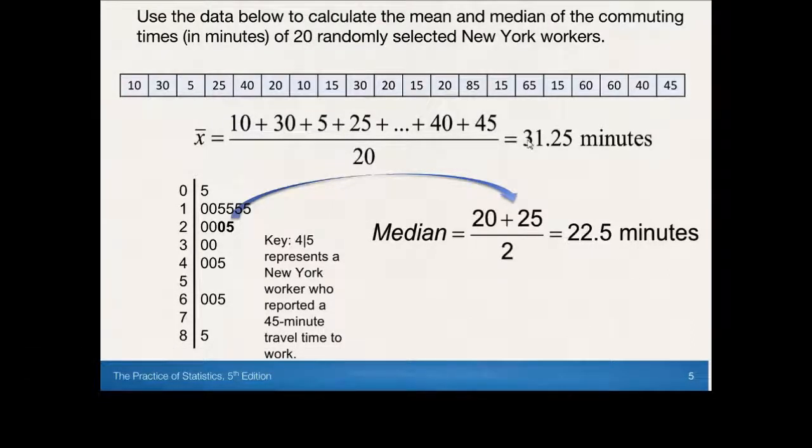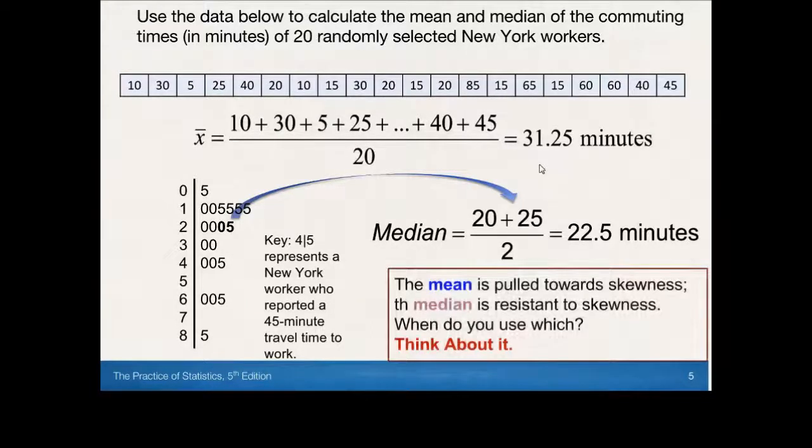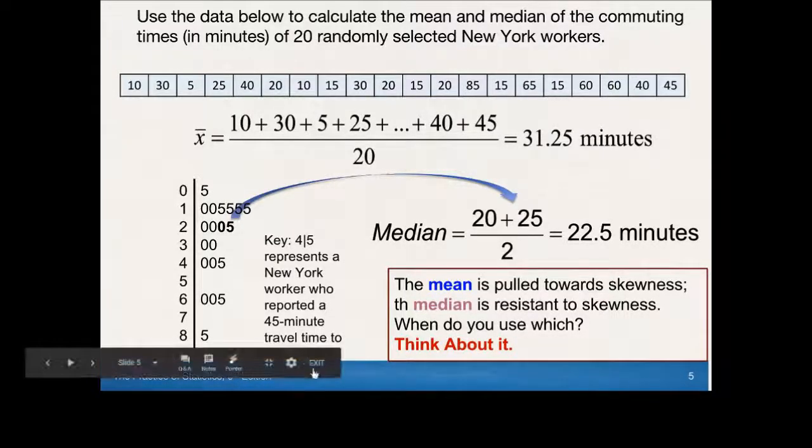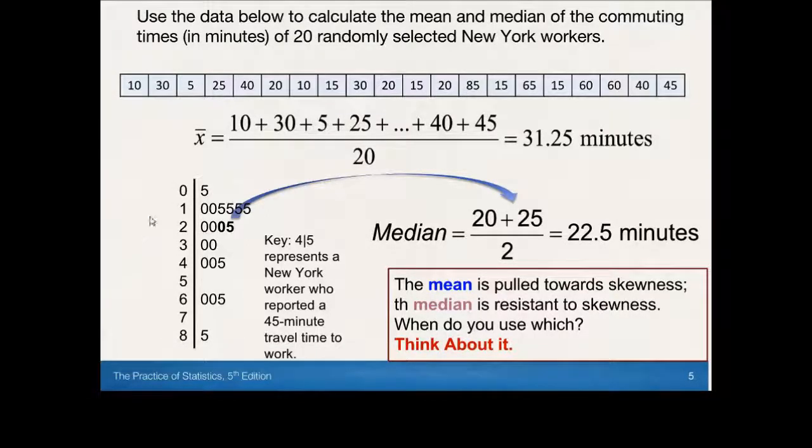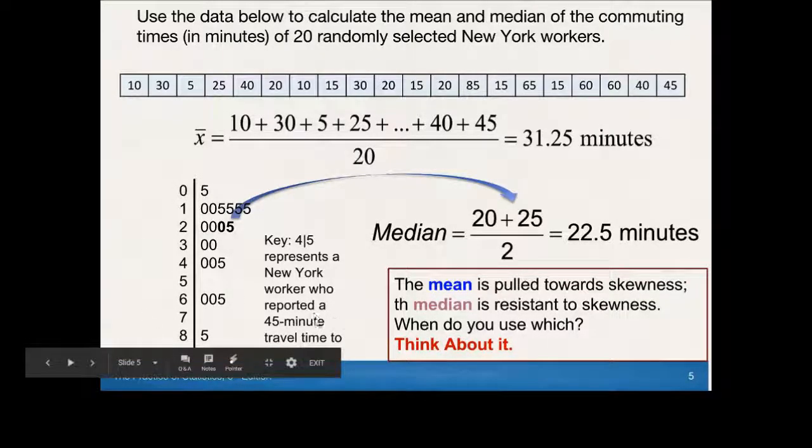Why is the mean so much larger? Well, it's because this data happens to be skewed. The mean is pulled towards the skewness. Notice there's an 85 in here. That's skewed. All these are the main bunch right in here, but these are sort of skewed out to the right. Right meaning that if we tip this over and this was in numerical order 0 to 8, then this would be the right on the bottom. So the mean is pulled towards the skewness.